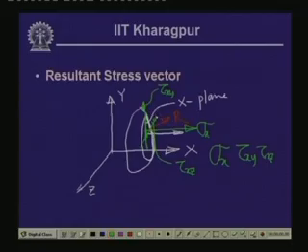Likewise, if we cut this body with a plane which is parallel to the xz plane, on this plane at a particular point we can get 3 components of the stresses, and they are sigma y, the shearing stress tau on the y plane in the x direction, tau yx, and the shearing stress on the y plane in the z direction, tau yz.